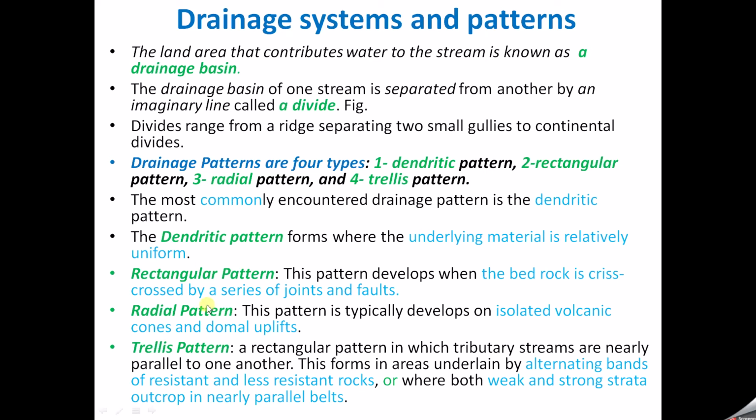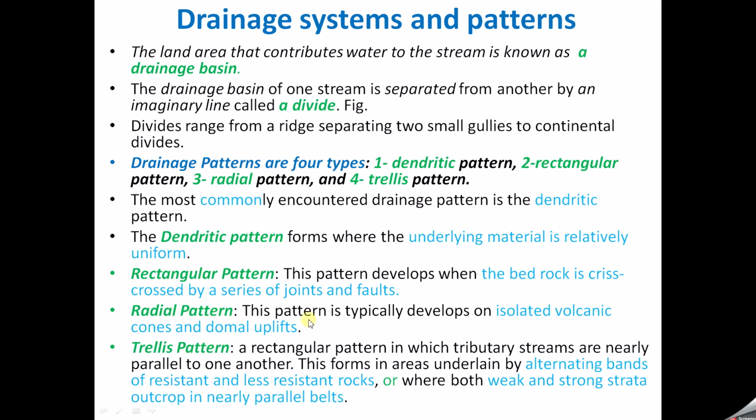The drainage patterns. The most commonly encountered drainage pattern is the dendritic pattern. The dendritic pattern forms when the underlying material is relatively uniform. So when the rocks in that area are uniform, you will have this dendritic pattern, like a vein shape. Rectangular pattern, which is 90 degrees. That means the pattern develops when the bedrock is crisscrossed by a series of joints and faults. So we have tectonics in this area when you have rectangular 90 degrees.